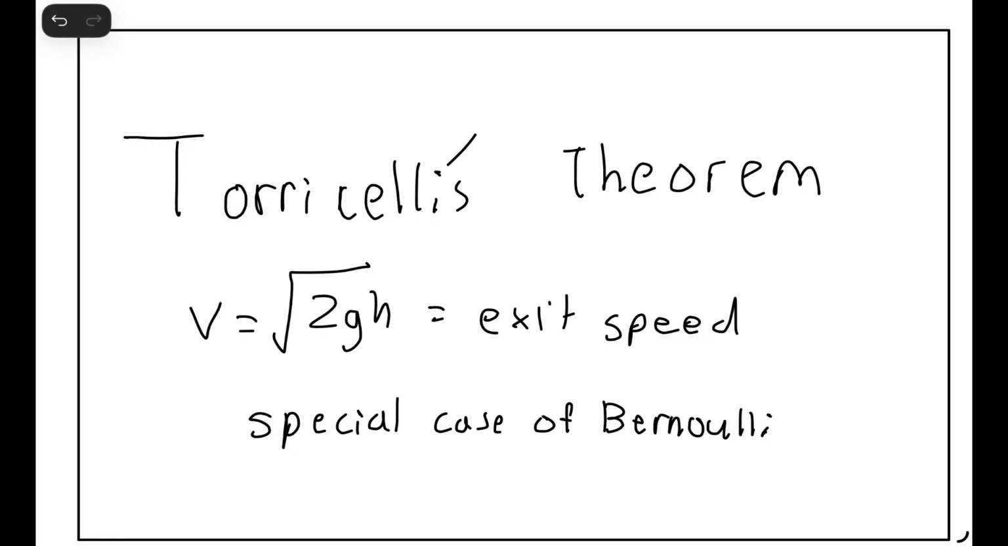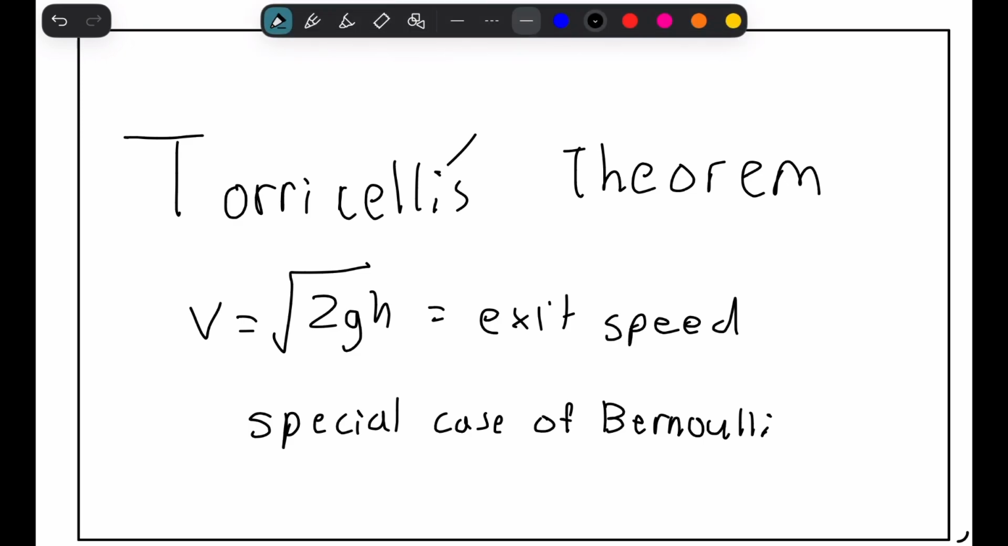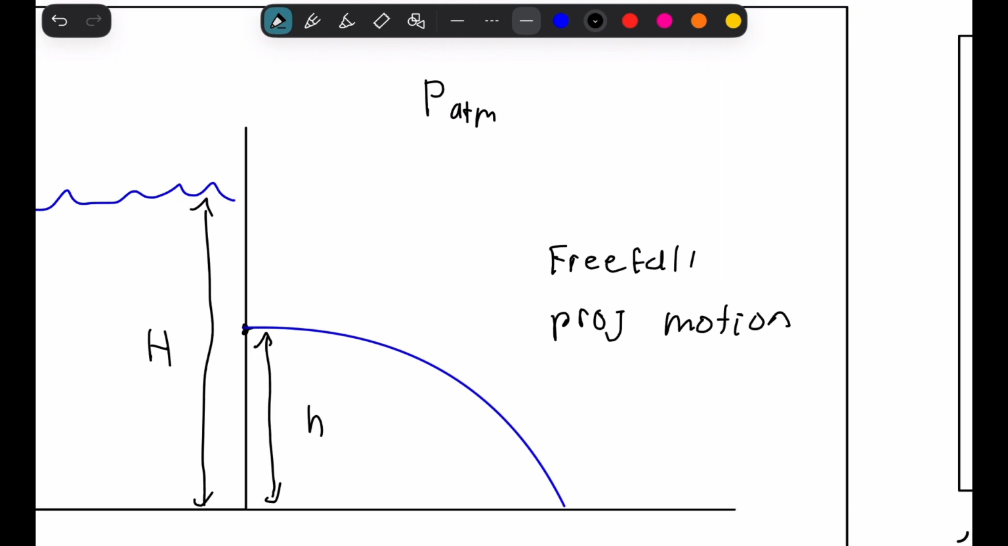In this video, we're going to be talking about Torricelli's theorem. Torricelli's theorem is v equals the root of 2gh, which describes the exit speed of water as it exits out the valve of a tank at a depth h that is below the surface water level, and it is a special case of Bernoulli. Now, let's look at it in action.